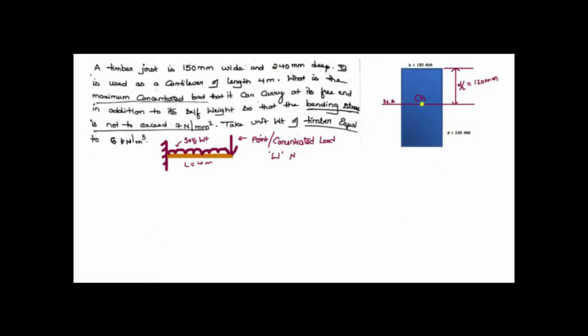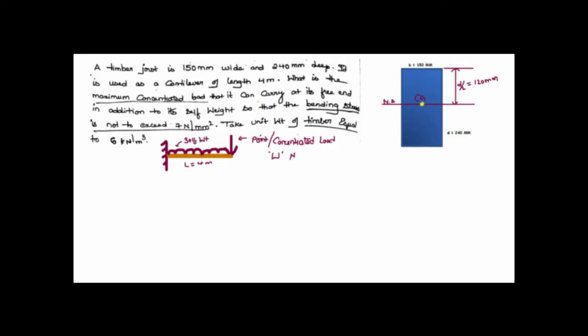Let me solve this problem now. There is a timber joist which is 150 mm wide and 240 mm deep, as shown in this figure. Therefore, this is a symmetrical section. The center of gravity lies at the exact center. Therefore, the topmost layer and bottommost layer are at a distance of d by 2, which is equal to 120 mm.